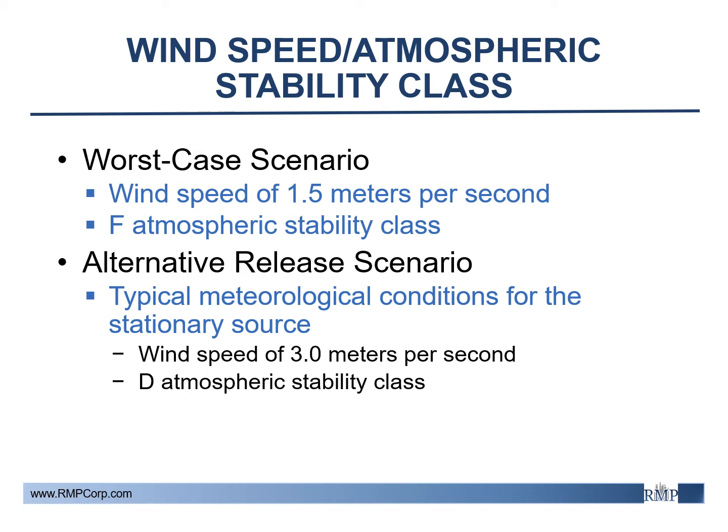For the alternative case, the typical wind speed that is measured is 3 meters per second and a D atmospheric stability class. This assumes that there's a slight breeze going and mixing up the vapor cloud so that the distance isn't as far. This is your typical day.